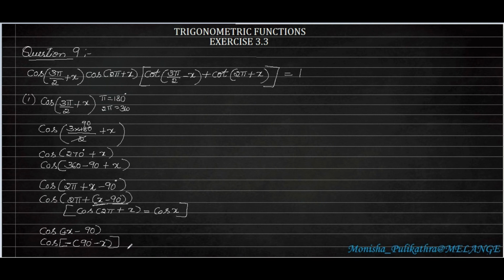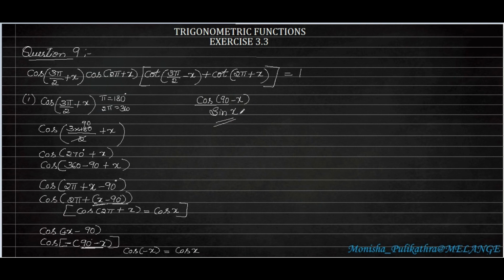Again, there is a formula. If you remember, there is a formula for cos of minus x: cos of minus x is always equal to cos x. So this cos of minus of 90 minus x will become cos of 90 minus x, because cos of minus x is cos x itself. Next, cos of 90 minus x: when a complementary angle comes, cos will change into sin. So cos of 90 minus x will become sin x. Fine.